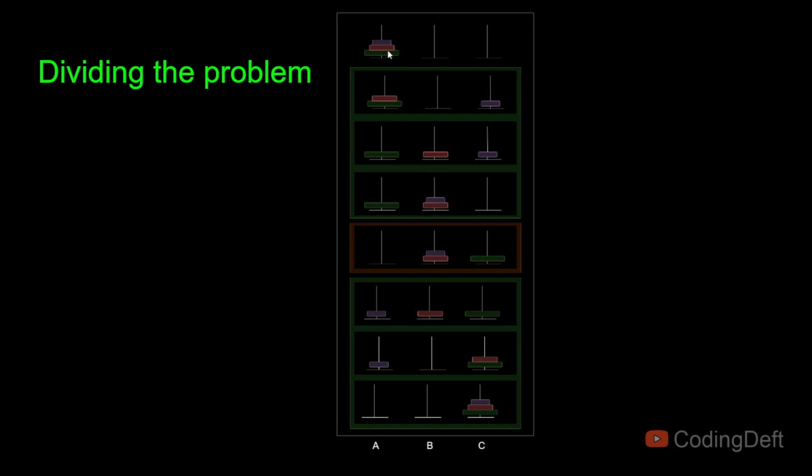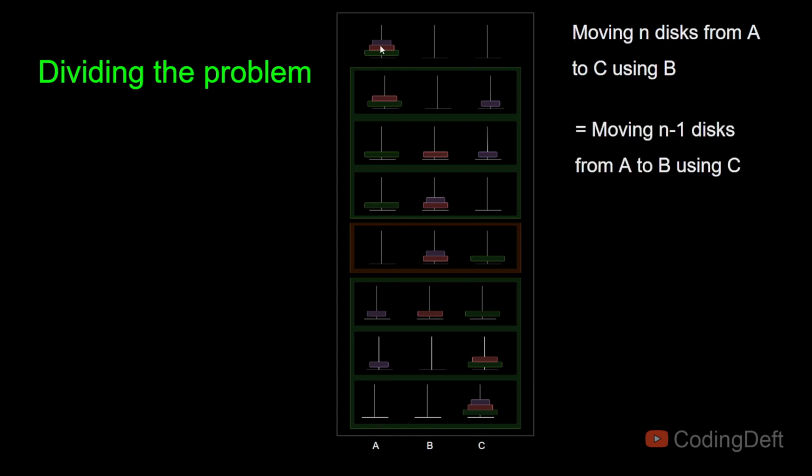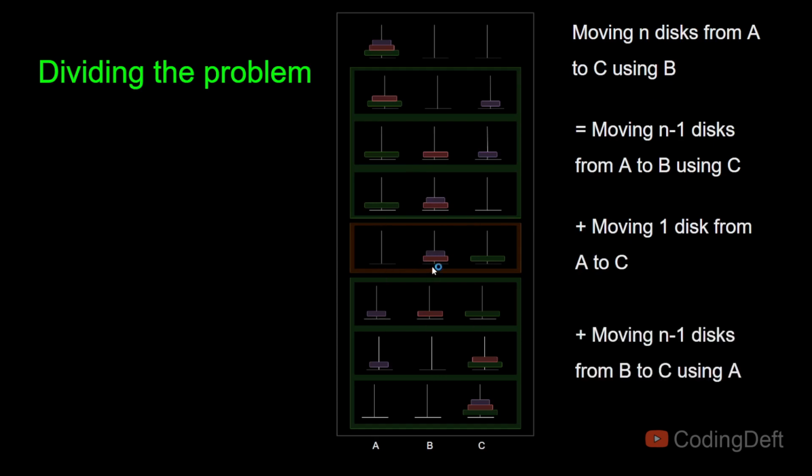So if we have n disks, we are moving n minus 1 disks from rod A to rod B. In the next step, we are moving the largest disk from rod A to rod C. In the last three steps, the n minus 1 disks in rod B, we are moving to rod C using rod A. So our formula for moving n disks from A to C using B will be moving n minus 1 disks from rod A to rod B, plus moving one disk from rod A to rod C, plus moving n minus 1 disks from rod B to rod C using rod A.